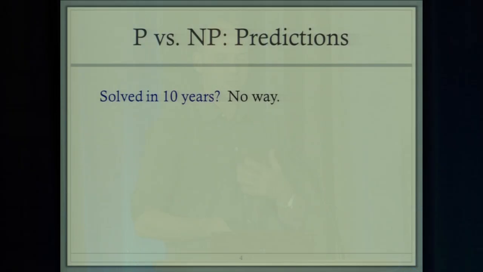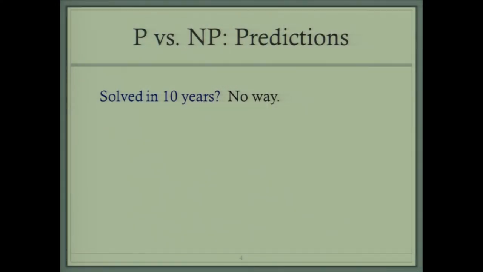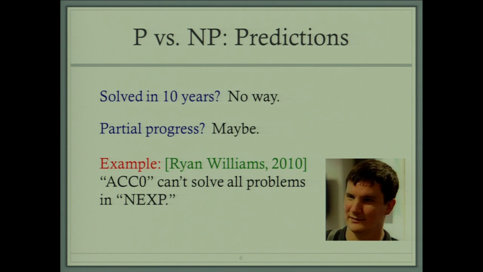So predictions: is this falling in the next 10 years? I'd be very surprised. This is one of those things where with each passing day, we actually feel further from a solution, not closer. Will we see any partial progress? I don't know, but if we see any, I think it's as likely to be at Stanford as anywhere else. So what would partial progress mean?